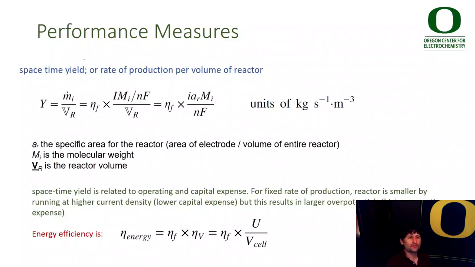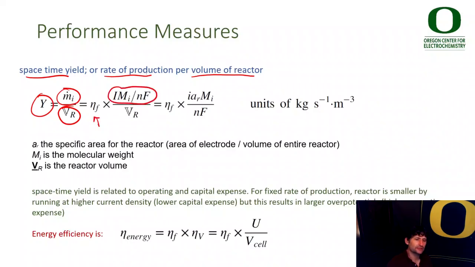Some other important performance measures are something called the space-time yield, or the rate of production per volume of reactor. So we define the space-time yield, Y here, as the mass flow rate of desired product divided by the volume of the reactor. Now that's just equal to the Faradaic efficiency times the rate of production of species. Remember, I is the current in charge per second flowing, Mi is the molecular weight of the species you're making, n is the number of electrons transferred, and F is Faraday's constant, divided again by VR.